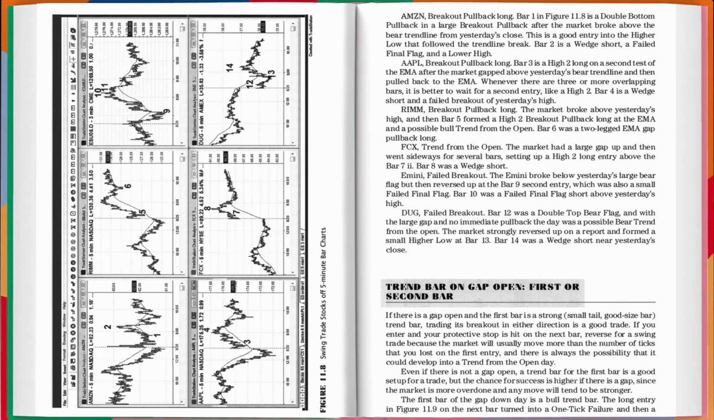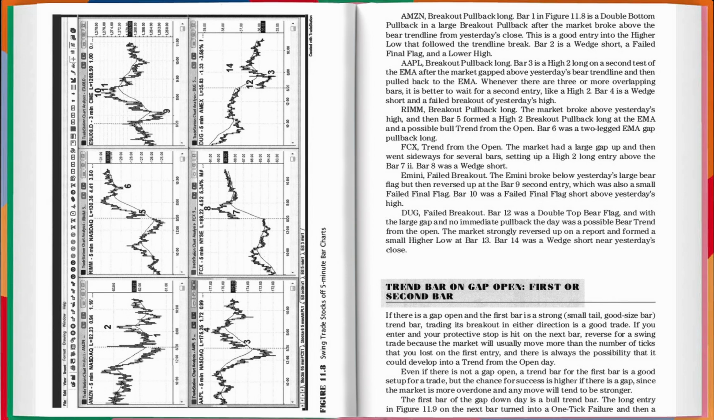This is a good entry into the higher low that followed the trendline break. Bar 2 is a wedge short, a failed final flag, and a lower high. OPAL, breakout pullback long. Bar 3 is a high 2 long on a second test of the EMA after the market gapped above yesterday's bear trendline and then pulled back to the EMA.